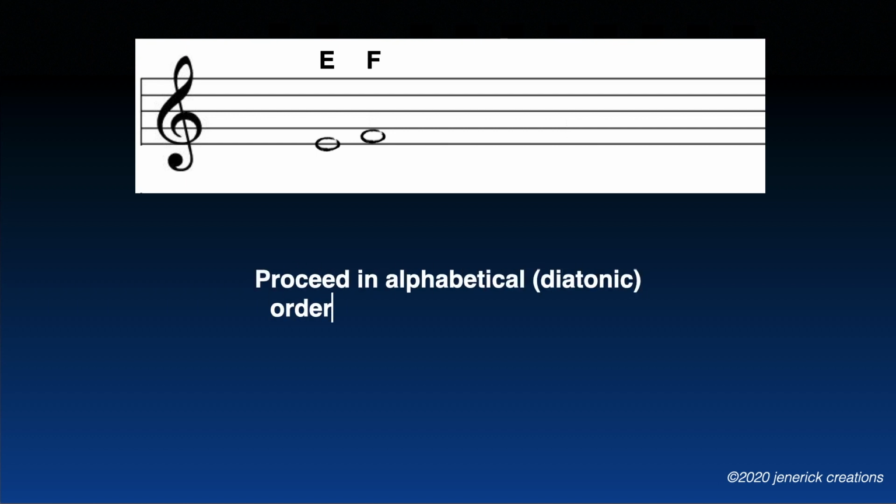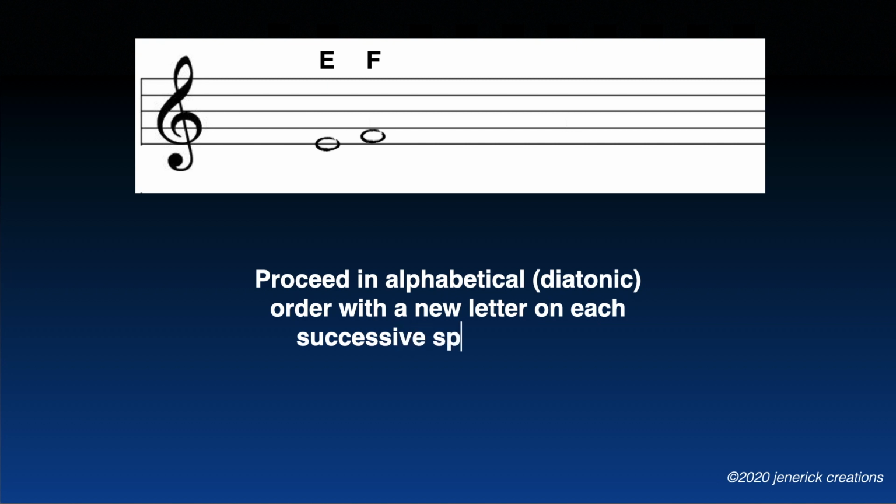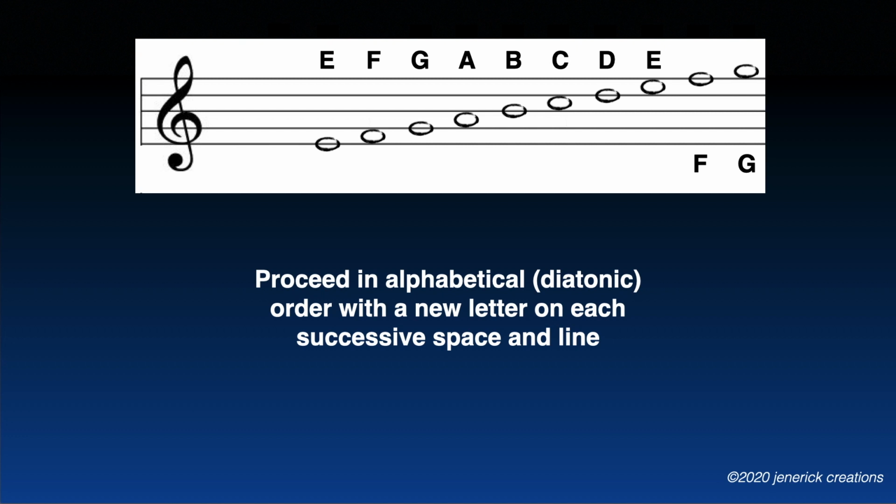We then proceed in alphabetical diatonic order with a new letter on each successive space and line. G on the line, A in the space, B on the line, C in the space, line is D, space is E, line is F, and we can even perch one up there for the note G. We can also go below E and hang one below the staff. That would be D. We have to go backwards through the alphabet.